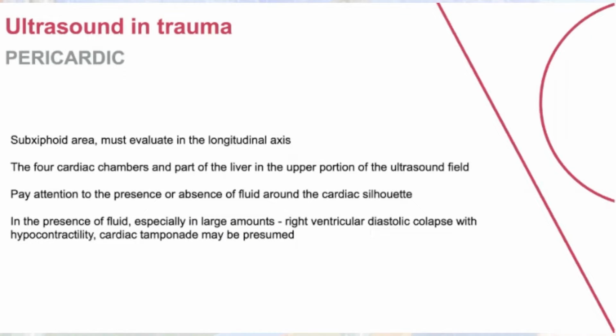The pericardiac window is a subxiphoid area, evaluating the longitudinal axis. The 4 chambers and part of the liver in the upper portion of the ultrasound field is the subxiphoid window. Pay attention to the presence or absence of fluid around the cardiac silhouette. And the presence of this fluid in the cardiac silhouette, especially in large amounts with right ventricular diastolic collapse with hypocontractility, we can presume that cardiac tamponade may be present, okay?